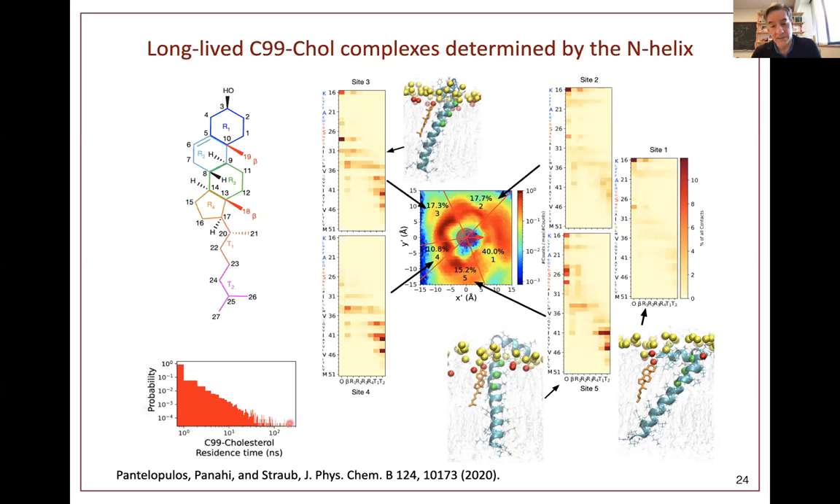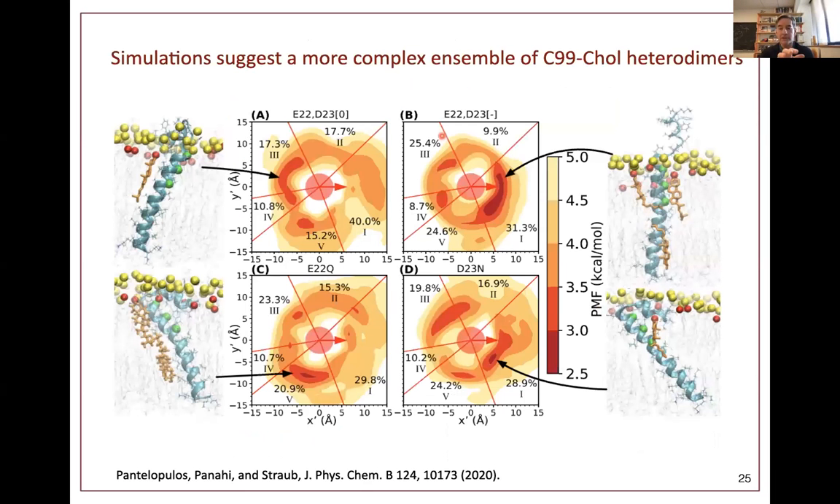And when selecting out these longest-lived states, those that are bound over 25 nanoseconds, we can carry out a structural analysis and look for contacts between the cholesterol and C99. And so this slide shows the four systems that George studied. One is the wild type protein.